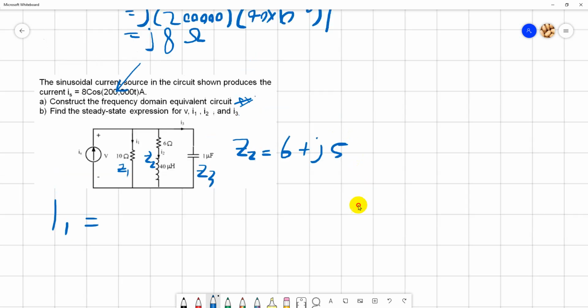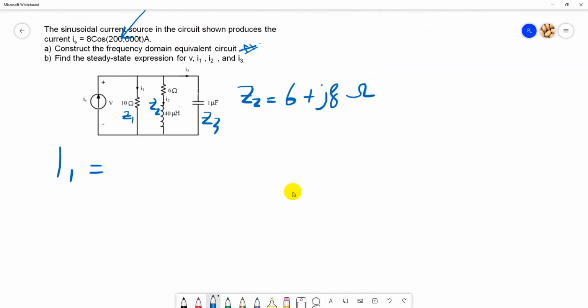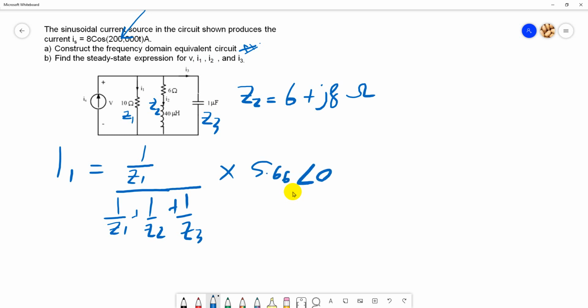So you just add together because it is in series. So to get I1, it is 1 over Z1 divided by 1 over Z1 plus 1 over Z2 plus 1 over Z3, then multiply by the current source, which is 5.66 angle 0.